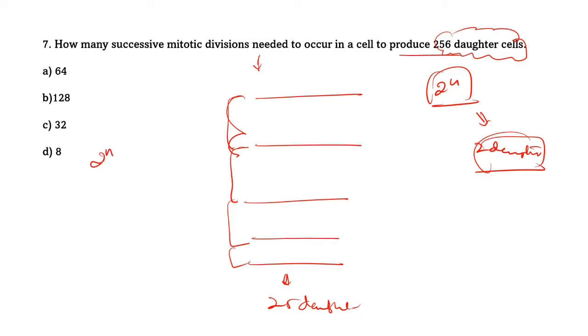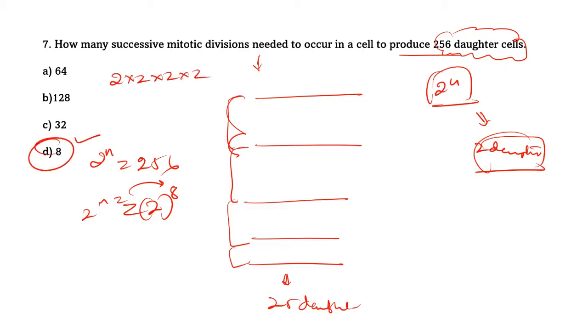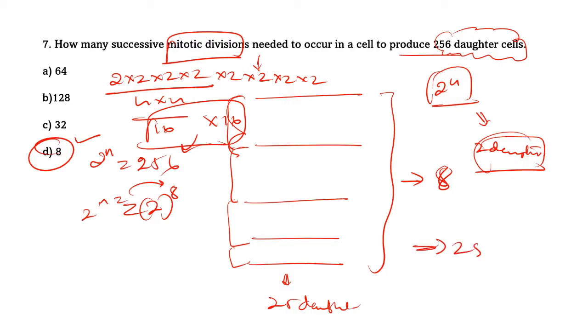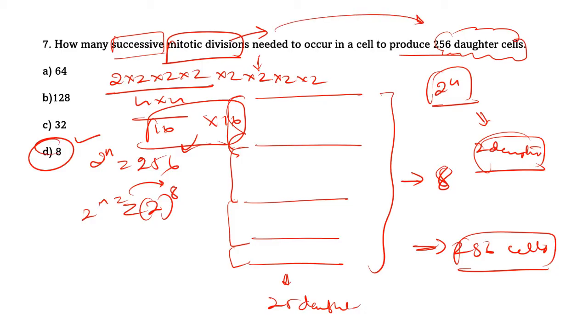So it is simply 2 power n is equal to 256. How do you write 256? Again, 2 power 8. So n is equal to 8 here, and this would be your answer. Or you can just multiply: 4 into 4 is 16, and 16 into 16 gives you 256. So if you do mitotic division for 8 generations, then you will get 256 cells. This is what it means: for 8 complete generations of mitotic division, you will get 256 daughter cells.